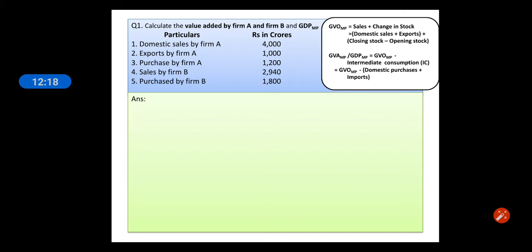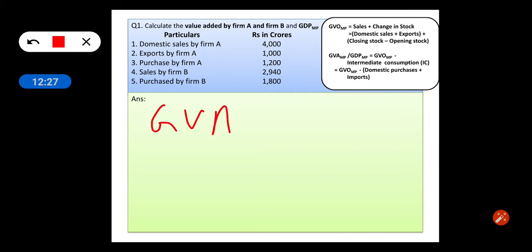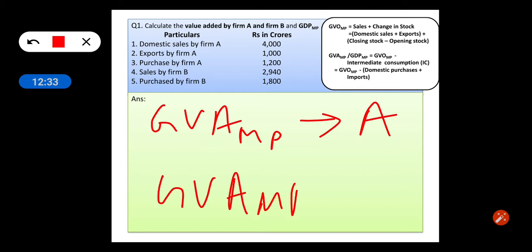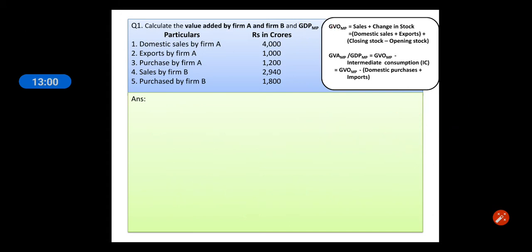In this question we have to find the value added by firm A and firm B. Value added by firm A means GVA at MP of firm A, and GVA MP of firm B. So you have to find the value added of firm A and of firm B, and we have to find GDP MP. Your GDP MP will be equal to GVA MP of firm A plus GVA MP of firm B. Remember this.